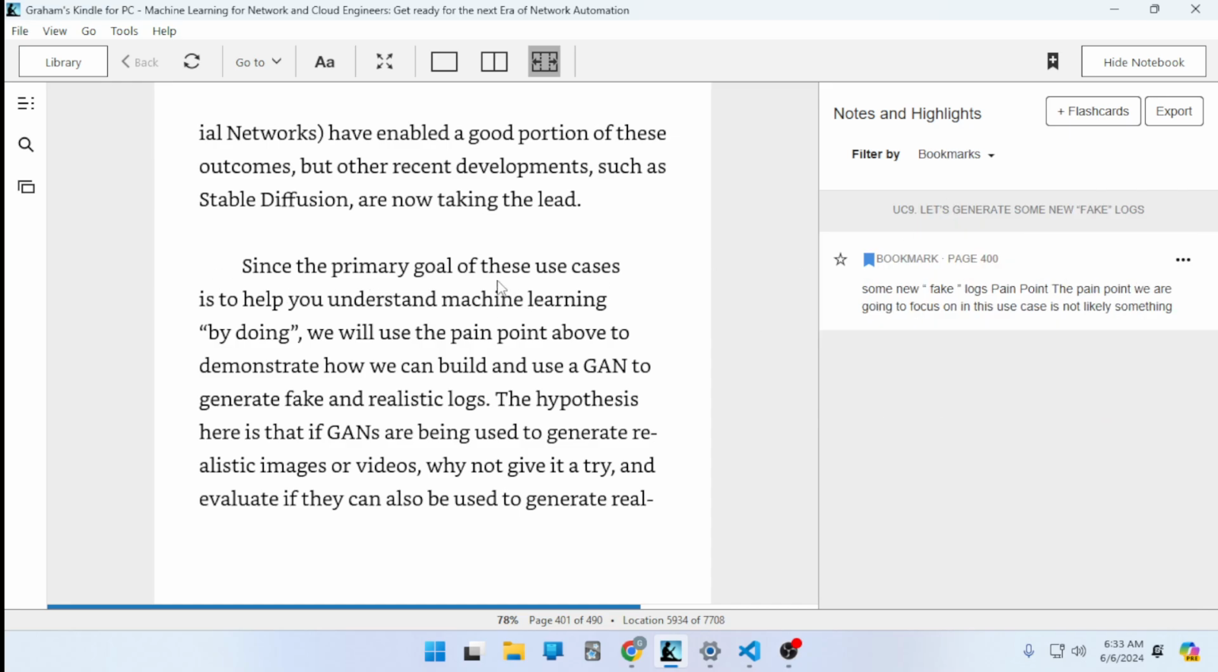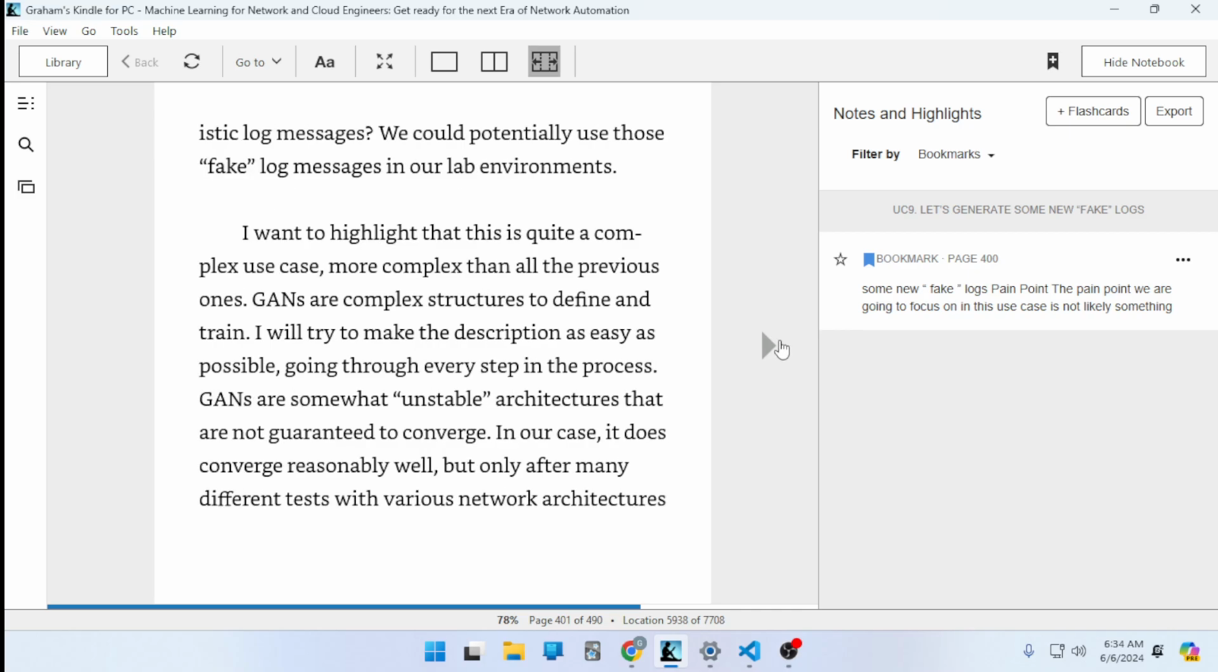Since the primary goal of these use cases is to help you understand machine learning by doing, we will use the pain point above to demonstrate how we can build and use a GAN, generative adversarial network, to generate fake and realistic logs. The hypothesis here is that if GANs are used to generate realistic images or videos, why not give it a try and evaluate if they can also be used to generate realistic log messages? We could potentially use those fake log messages in our lab environments.